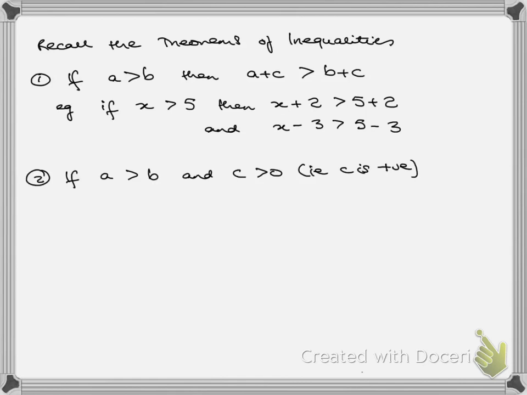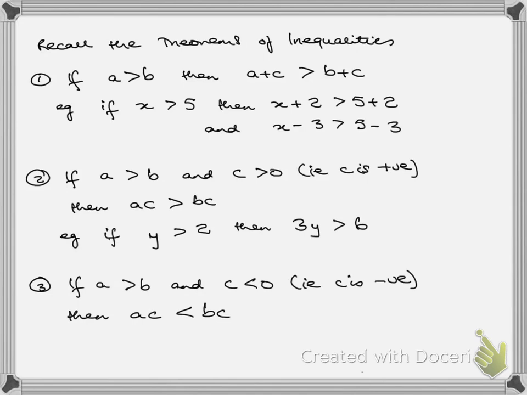The second theorem says if a is greater than b and c is greater than 0, that is, c is a positive number, then ac is greater than bc. So, for example, if y is greater than 2, then 3y is greater than 3 times 2, which is 6.